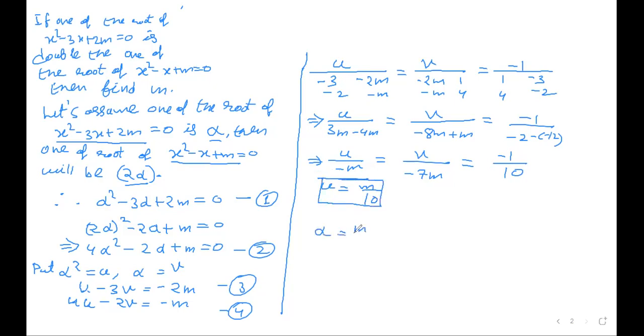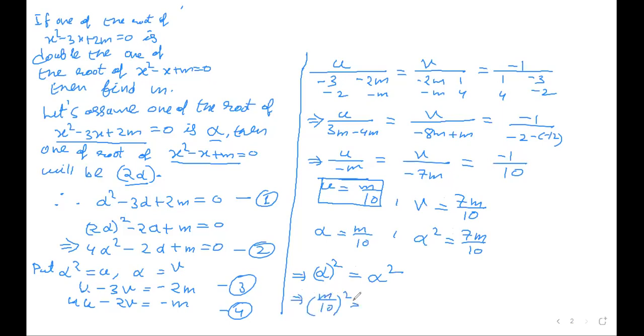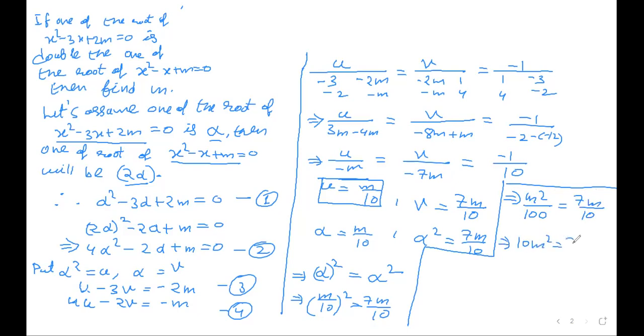Yes, sir. Alpha equals m by 10, and v equals 7m by 10. That is alpha square equals 7m by 10, and it implies m by 10 whole square equals 7m by 10. It implies m square by 100 equals 7m by 10. Cross multiplying, 10m square equals 700. The m will be cancelled.